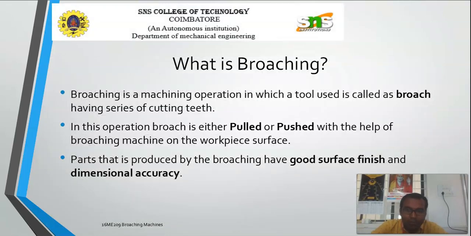First, what is broaching? Broaching is a machining operation in which the tool used is called a broach, having a series of cutting teeth. In this type of operation, the broach is either pulled or pushed with the help of the broaching machine on the workpiece surface. Parts produced by broaching have very good surface finish and higher dimensional accuracy.